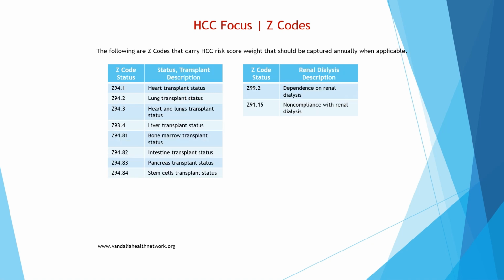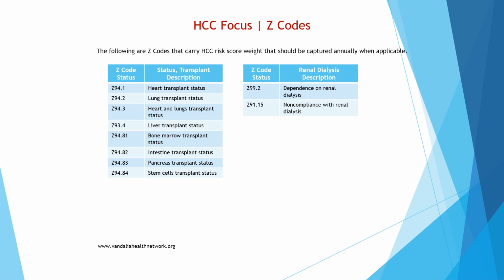For status, transplant. Z code status is Z94.1. Description is heart transplant status. Z code status is Z94.2. Description is lung transplant status. Z code status is Z94.3. Description is heart and lungs transplant status. Z code status is Z93.4. Description is liver transplant status.